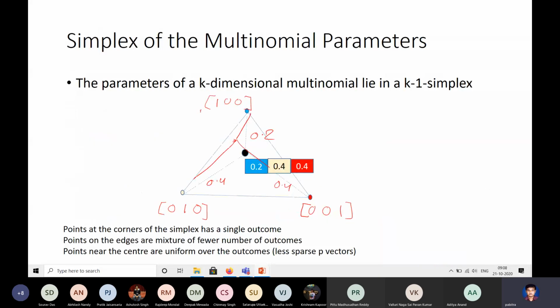Okay, so what are the kind of distributions or points which are on the edges? You see that if it lies on this yellow to blue edge, it means that there is no red. There are only yellow and blue balls in this box. So if it was something here, it would look like 0.5, 0.5 and 0. That would be the distribution here.